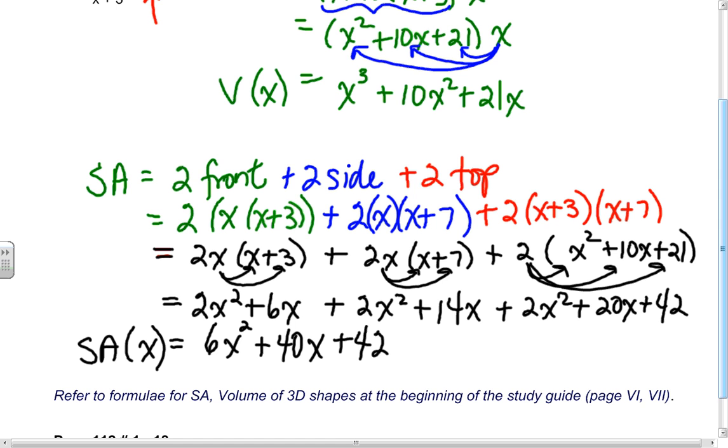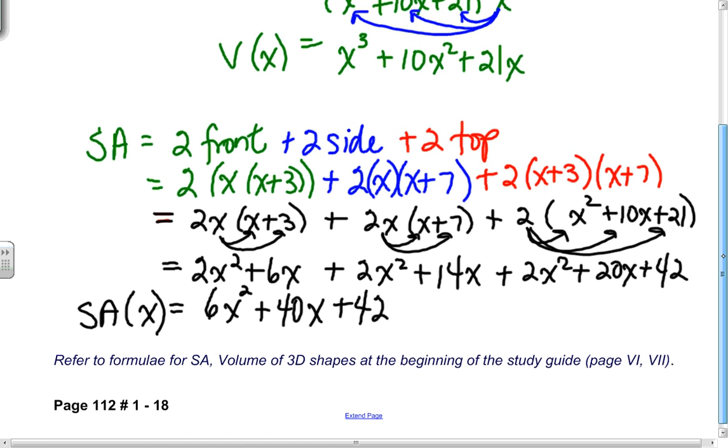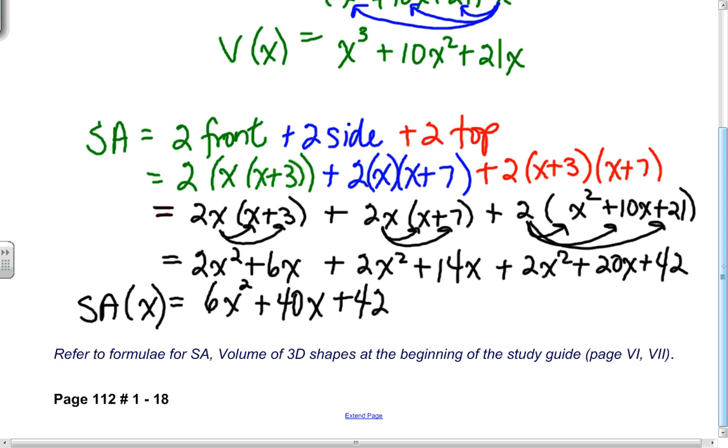So you're going to work on a few of the simplification of formulas, usually that you know. But if you look at the front of your book, pages 6 and 7 have some of the formulas that you have seen before if you just need a refresher. Page 112, 1 to 18, give a go at those. They should go fairly well.